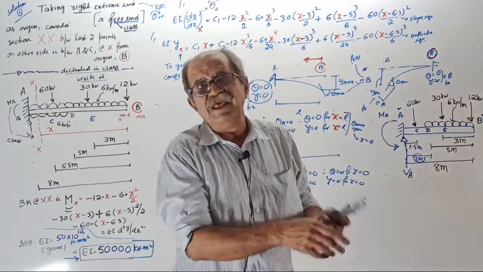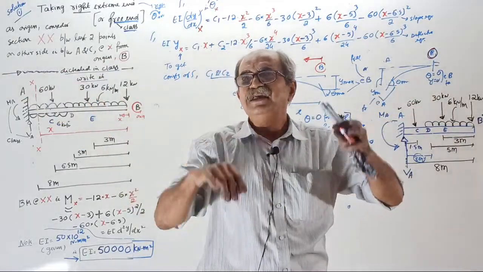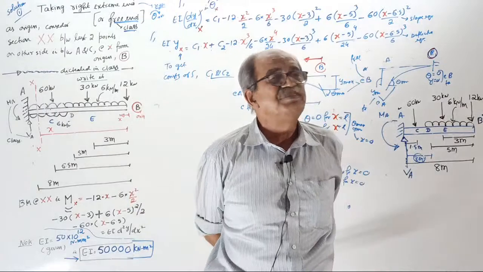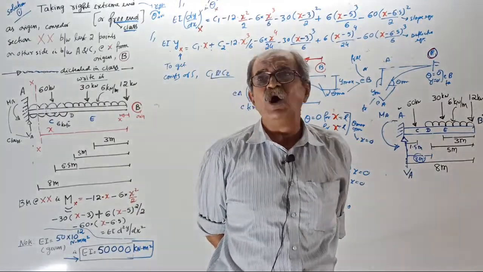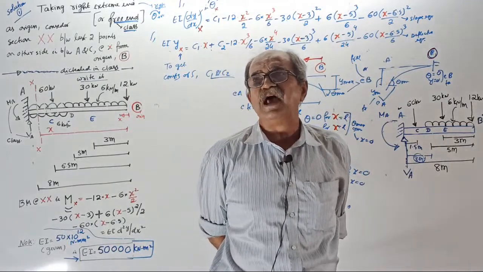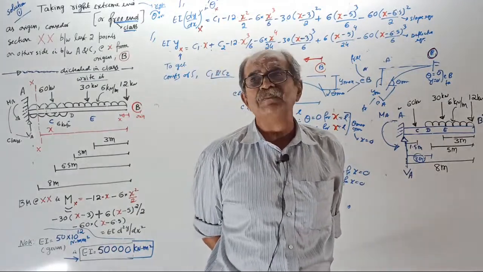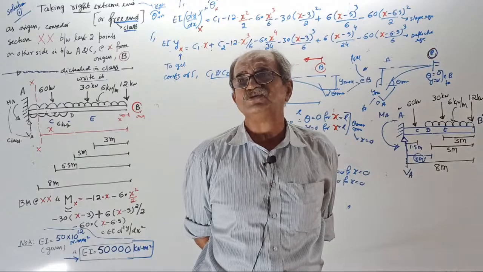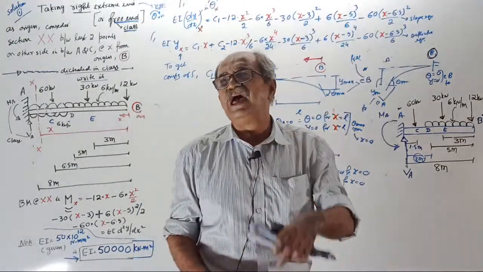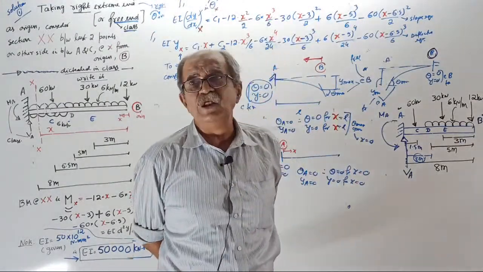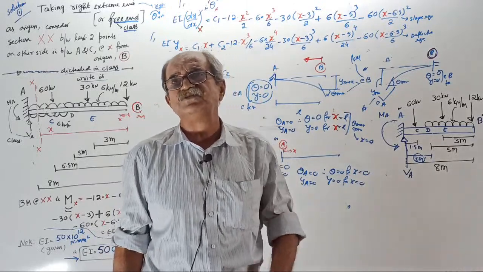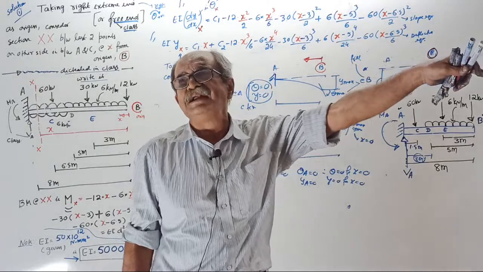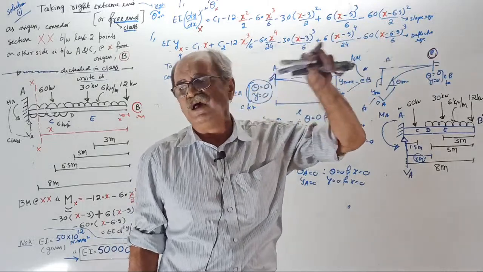Whether the cantilever is this way or this way, irrespective of that, if I take free end origin, theta 0 and y 0 are for x equal to L, theta max and y max for x equal to 0. Whereas if I take fixed end origin, theta 0 and y 0 both for x equal to 0, theta maximum and y maximum both for x equal to L.